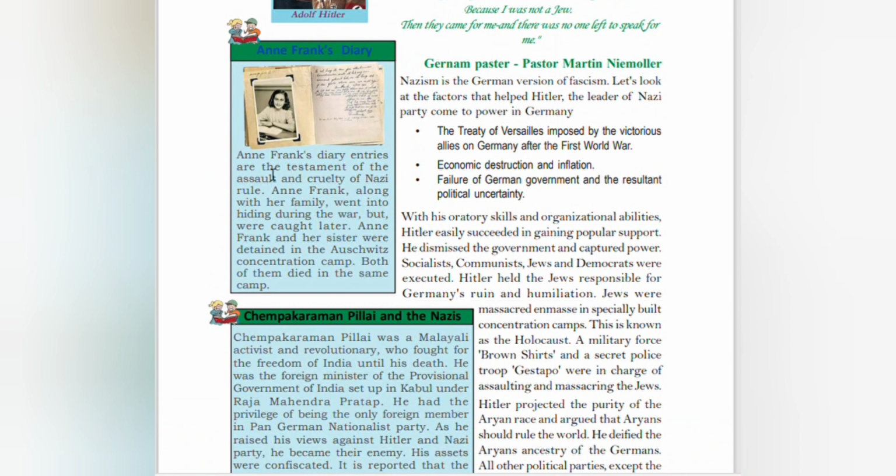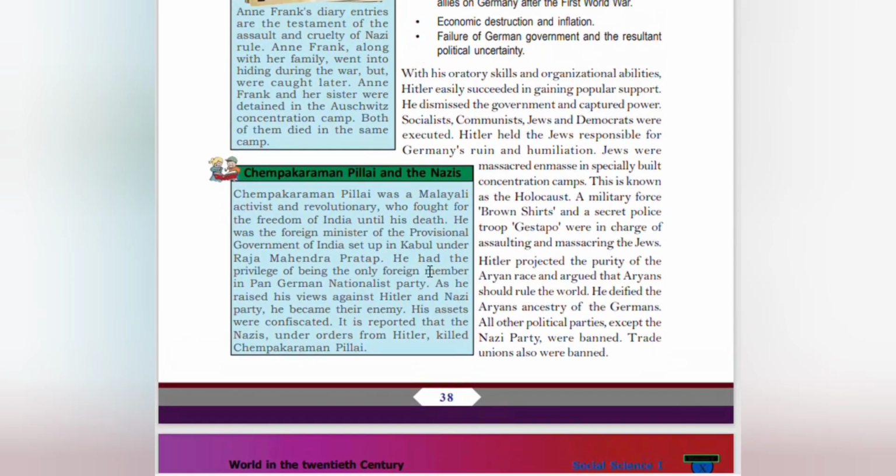Anne Frank's diary entries are the testament of the assault and cruelty of Nazi rule. Anne Frank, along with her family, went into hiding during the war but were caught later. Anne Frank and her sister were detained in the Auschwitz concentration camp. Both of them died in the same camp.